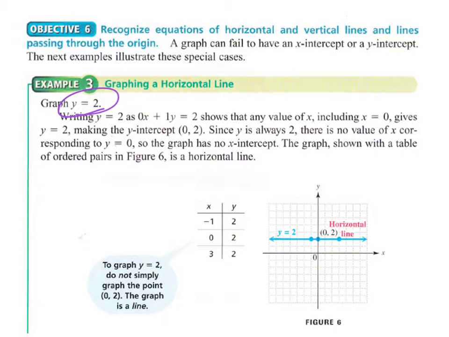A good way to look at that is to make a table of values. No matter what, the y value has to be 2. That's what the equation says. So you can change the x values around as much as you want. The y value is going to be 2 no matter what. Once you take a look at that, you see that you get your 3 points, and you can draw your line through there. So it does end up being a horizontal line.